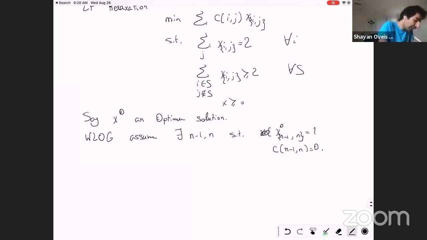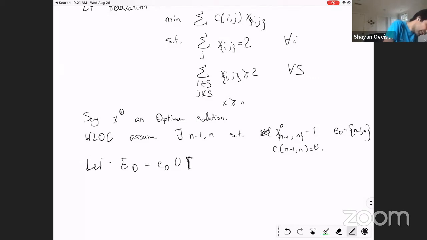Once you have this, now you define X. Sorry, let me first say one other thing. Let E0 be the edge (n-1, n), and I'll call this edge E0. I define capital E0 to be the edge E0 union E. So E is all edges except the edge E0, and E0 is a special edge. This capital E0 is the support of this X0.